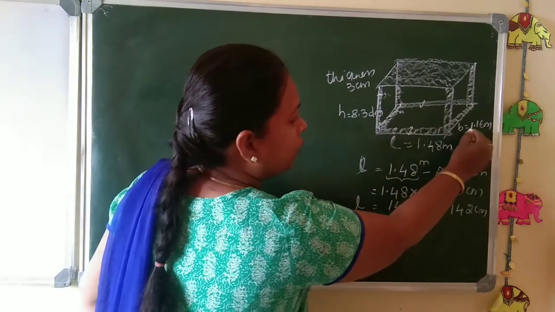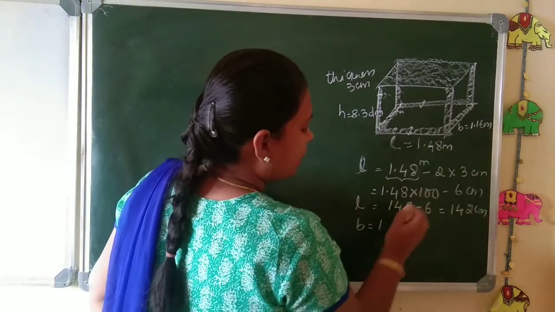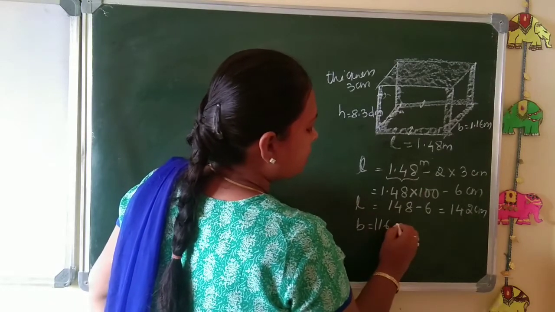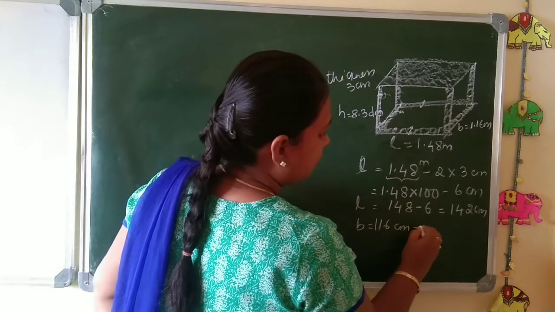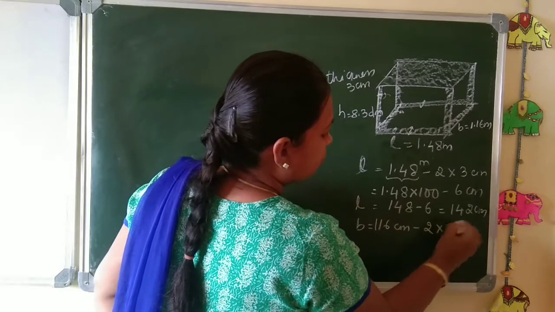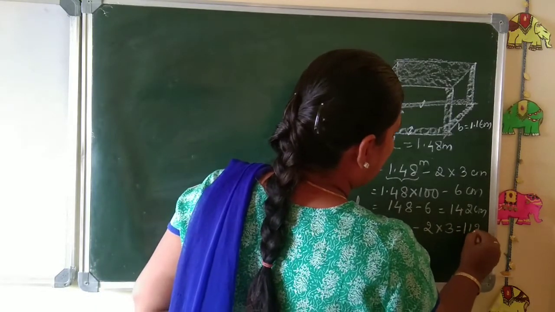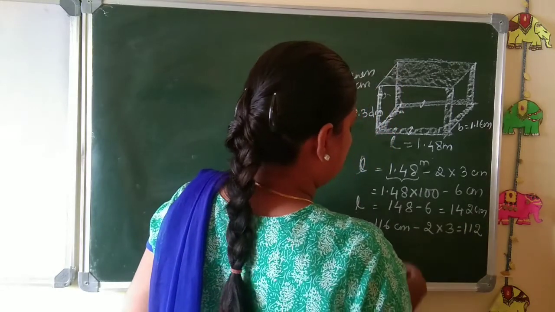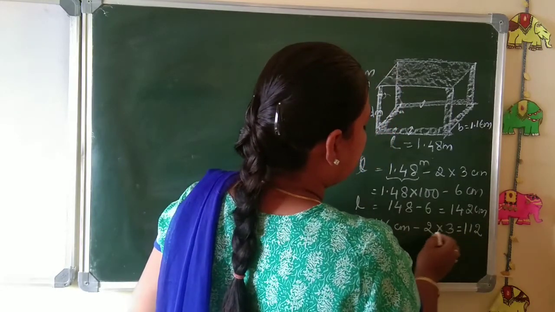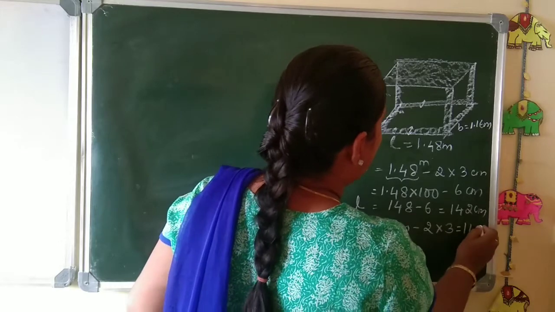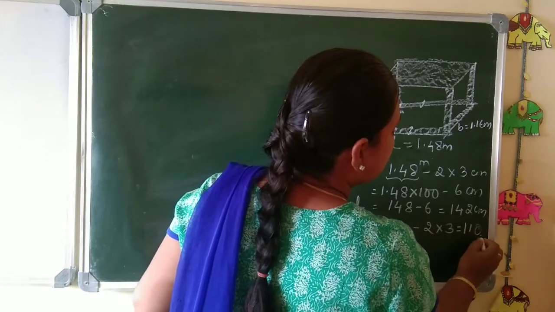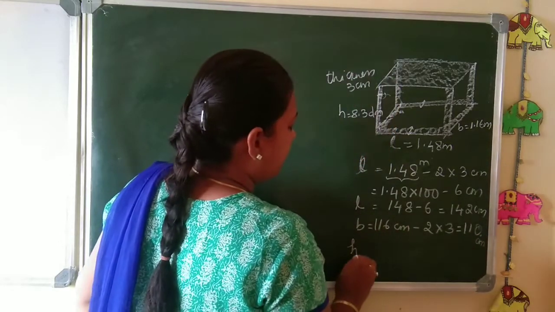The same way you need to do for breadth. Breadth is equal to 1.16 m, so we will write it as 116 centimeters minus 2 into 3. Okay, 2 3s are 6, so it is 110. So 110 centimeters.